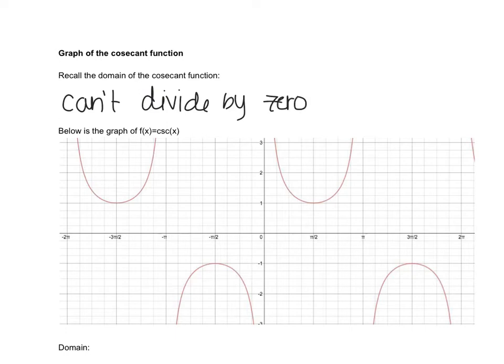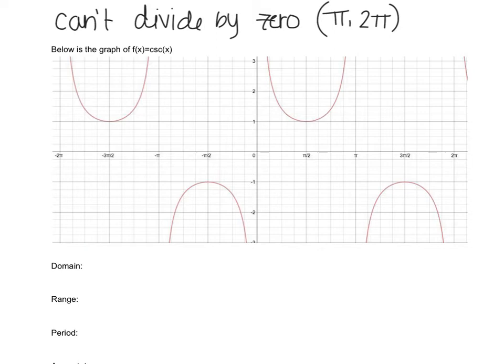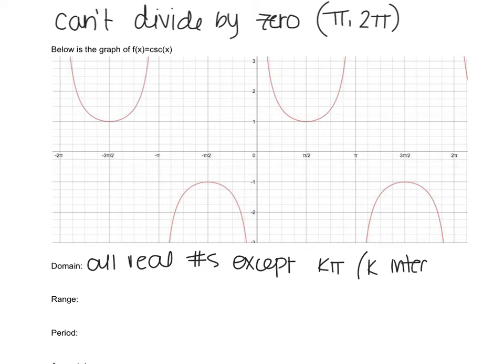So because cosecant is the reciprocal of sine, we can't divide by 0 when the y value is 0. So that would happen at pi and 2 pi, which is similar to the domain of cotangent. So the domain for cosecant is going to be the same. We're going to have all real numbers except k pi, where again k is an integer.